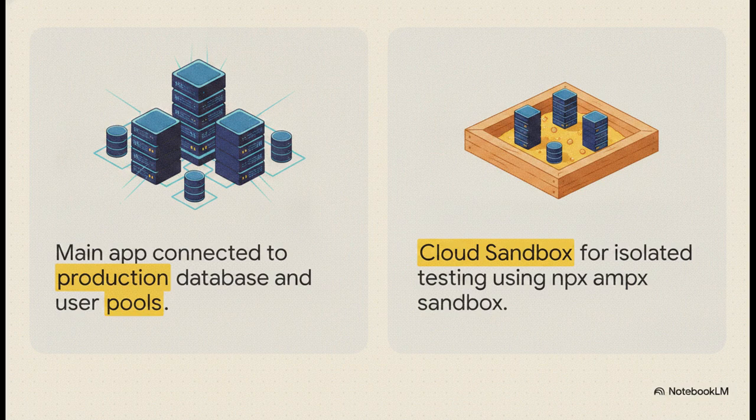On one side, we have our main app environment, which is permanently hooked into our production DynamoDB tables and Cognito user pools. But on the other side, the Cloud Sandbox. By running just one simple command, npx ampx sandbox, developers get a completely isolated local environment. It creates an exact replica of the cloud resources that they can test against locally, entirely segregated from the main app. So if a developer totally breaks the database in the sandbox, the production environment doesn't even blink.